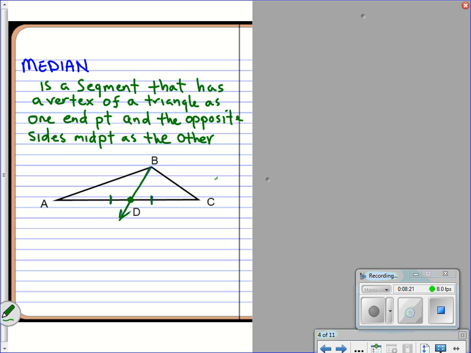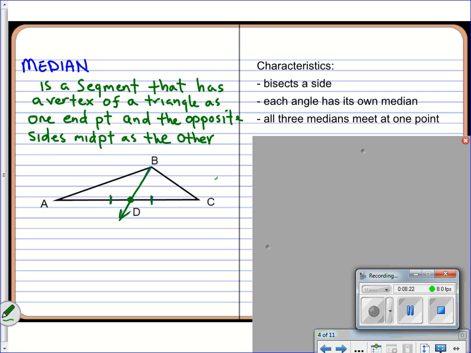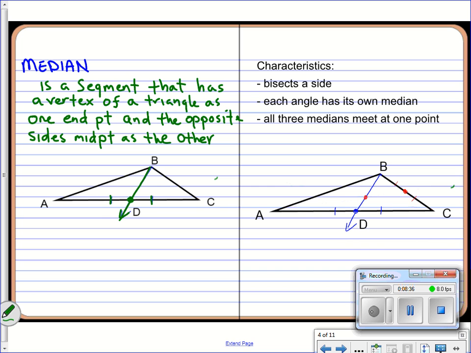So here are some characteristics of a median. It bisects a side, certainly. Each angle has its own median. That means there are three medians in a triangle, and all three medians meet at one place. So just draw yourself a triangle real quick, and it can look like mine, and then start drawing its medians. Find the midpoints of each side.